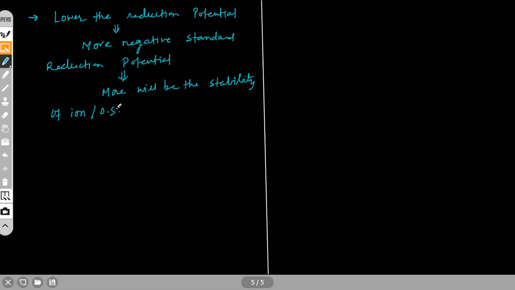Catalytic properties, write down next. We know many d block elements can act as catalysts in various reactions. For example, platinum acts as a catalyst for the manufacturing of H2SO4. What is the name of that method? Contact process. Fe, we know, is a catalyst in Haber's process.